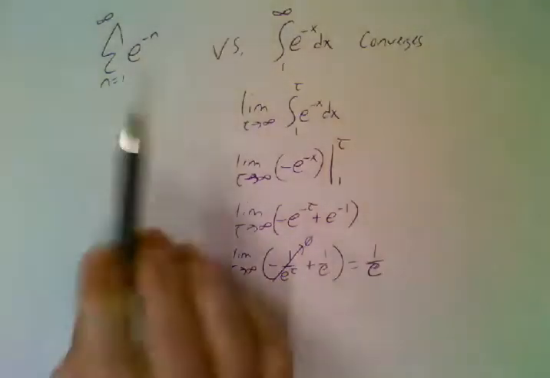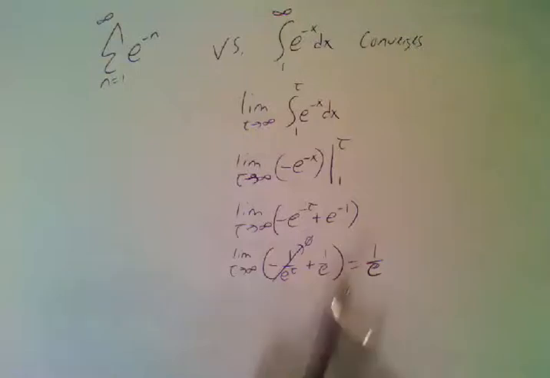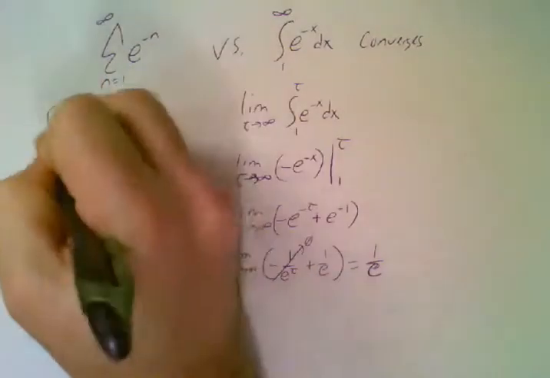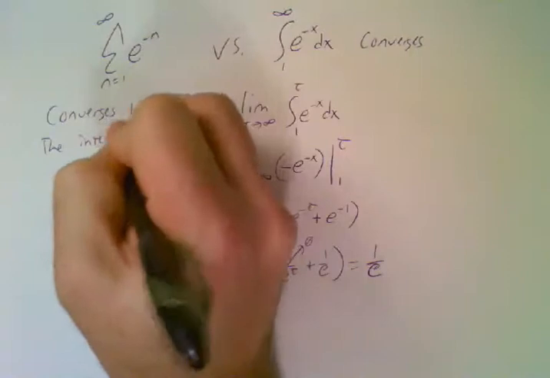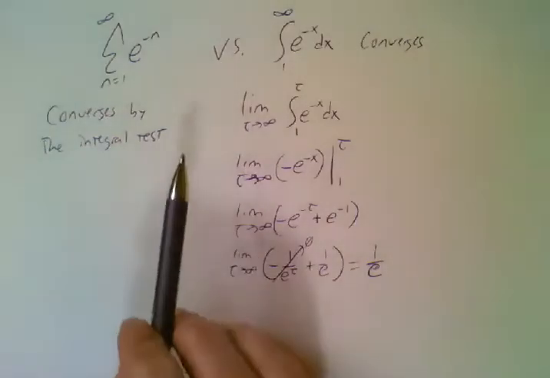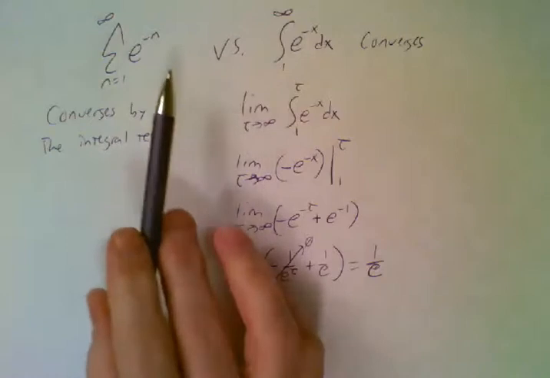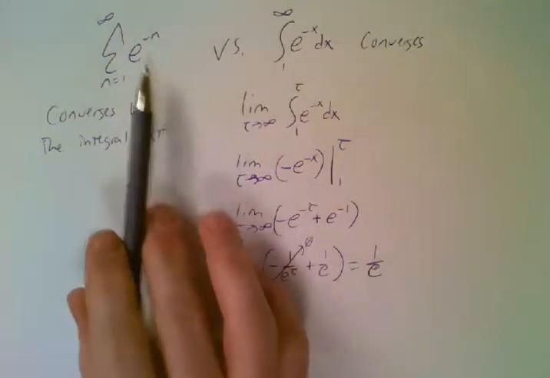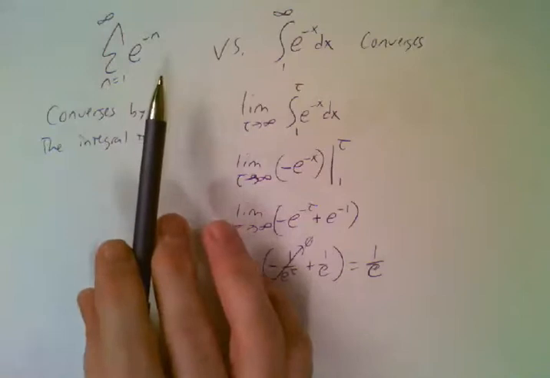Now, that doesn't mean the series converges to 1 over e. It just means the series converges, period, by the integral test. If I wanted to find the actual sum here, there are really 3 techniques we have. We could put it in the calculator and just do a billion terms or whatever and try to figure out what it's going to approach. It's still just an approximation.